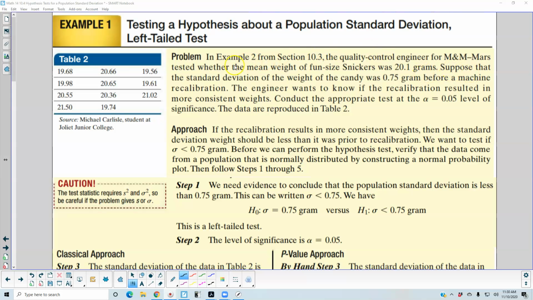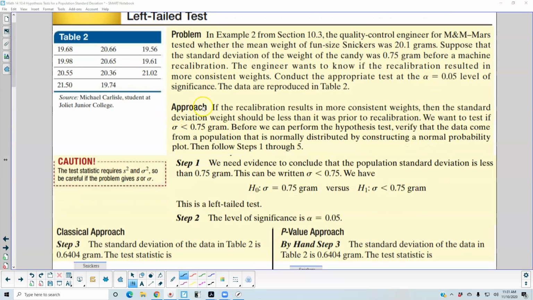Now, suppose that the standard deviation of the weight of the candy was 0.75 gram before a machine recalibration. The engineer wanted to know if the recalibration resulted in more consistent weights. Conduct the appropriate test at the significance level alpha equals 0.05. The data are reproduced in table 2. So here is our data.